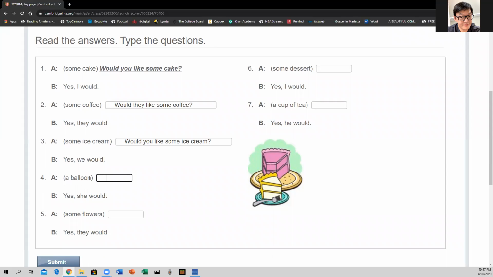Let's go to question number four. You're gonna offer a balloon. Look at the answer. Yes, she would. So, would she like a balloon? Okay. Would she like a balloon? Number five, yes, they would, and you're gonna offer some flowers. So, would they like some flowers?